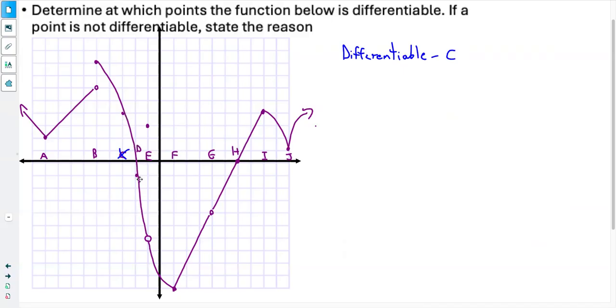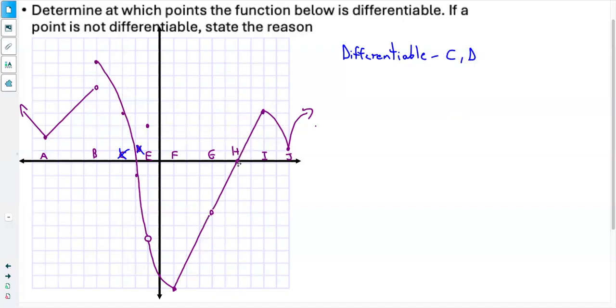Now it looks like we have the same thing with D here. It's continuous. Both sides look like they have the same slope. So D is also differentiable. As we approach E, we can see that it's not continuous. Our graph here jumps from here to here. So it's discontinuous there. F, we can see it's continuous, but this slope does not equal this slope. G, discontinuous. We're missing a point here.